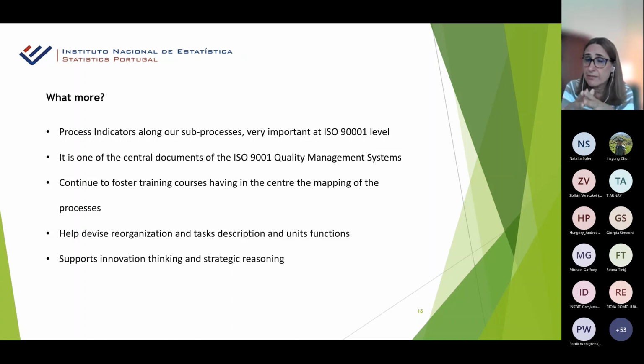Of course, as I told you before, this document is at the center of the ISO quality management system and the certification as such, so everything will be dealt with in the boxes and the tasks when we are undertaking the certification during this year. We will continue to foster training courses, having this mapping approach in the center. And of course, I will take the last one because it's very important for innovation thinking and strategic reasoning, as I mentioned in the beginning.